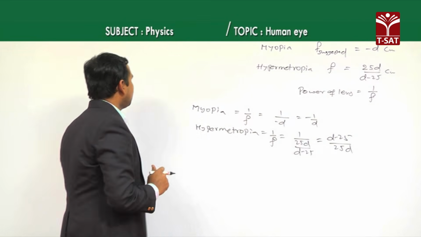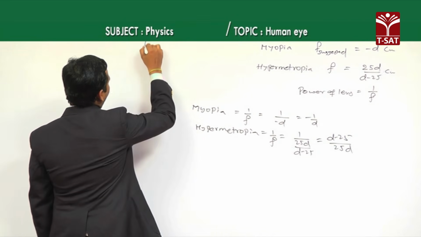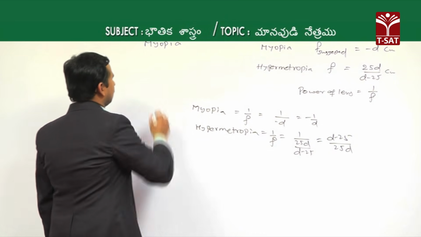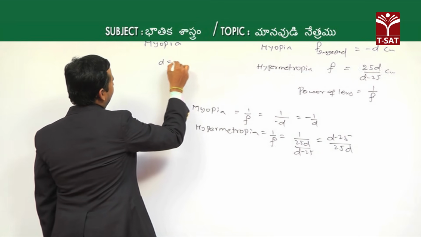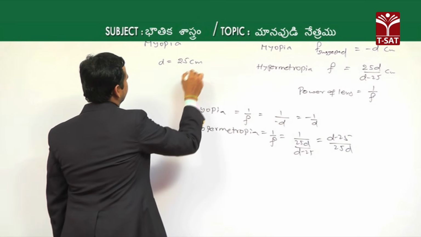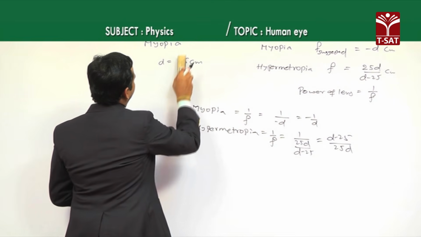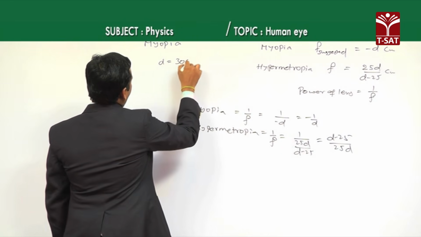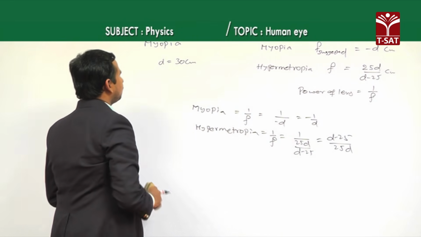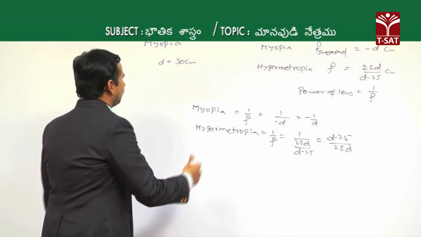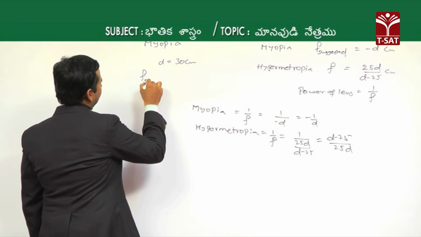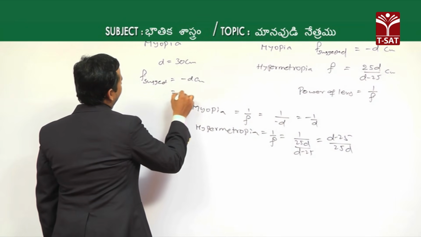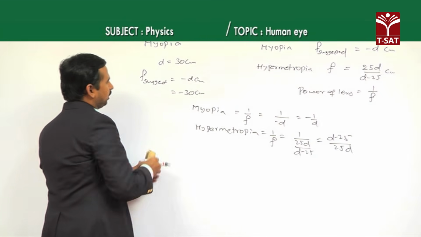For example, a person is affected with myopia, having short sight, and we know that his far point distance d is given as, let us suppose, 30 centimeters. Okay. Then this is about myopia defected vision. The suggested focal length is minus d centimeters, which is equal to minus 30 centimeters.